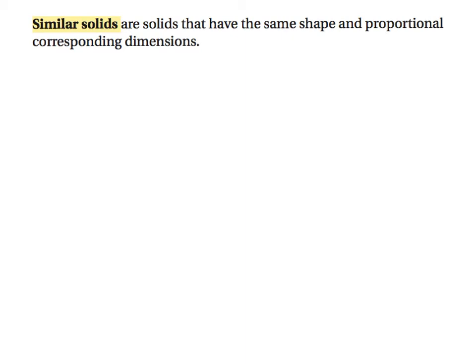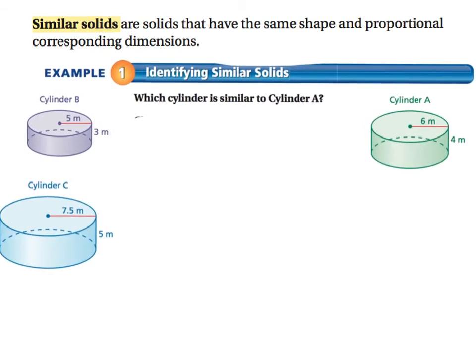So let's show that in example 1. Example 1, I'm going to ask you which cylinder is proportional to cylinder A. So let's put up our problem. Which cylinder, so here's cylinder A, which cylinder, B or C, is similar to cylinder A? So we have to compare cylinder A to B and cylinder A to C. All right, so A and B. So we just check the dimensions. The height, let's do height of A.